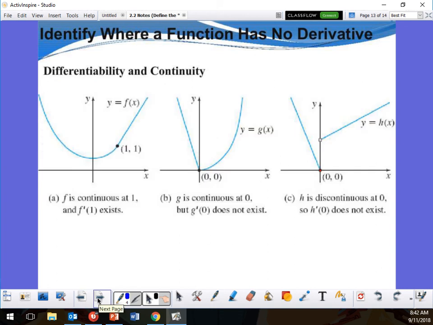Okay, so this one right here, differentiability: f is continuous at 1 and f of 1 exists, so I can take a derivative here. g is continuous at 0, but g prime of 0 does not exist. Yes, that is a corner. h is discontinuous at 0, so h prime is also discontinuous at 0. Okay, I think that one's it.